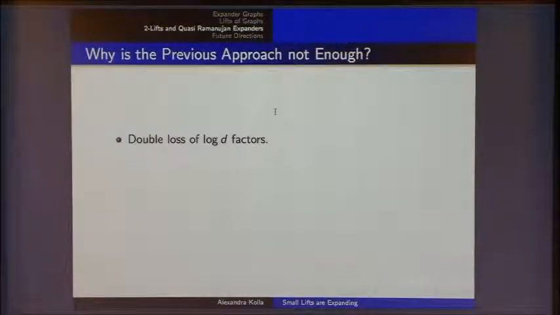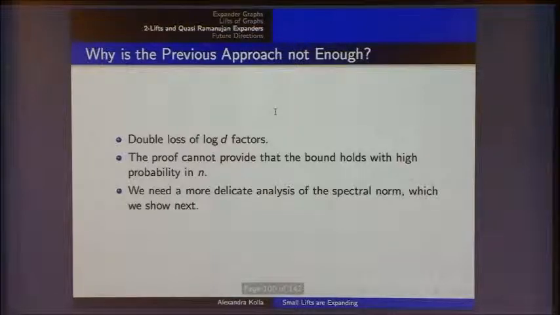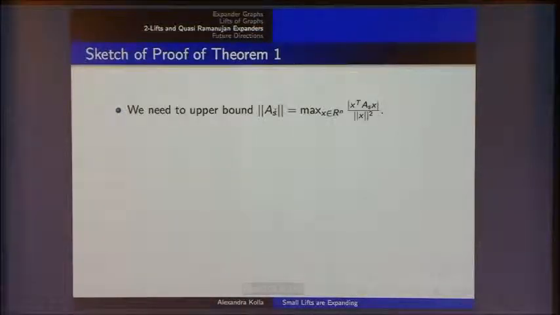The one is that there are two places where we lose a log d, I guess a root log d and an actual log d, which is pretty bad. And then this proof cannot provide high probability bounds. That cannot happen from this way of arguing. So we need a really more delicate analysis and a lot more things to happen for the theorem to come together. So here is what we do to remedy this problem.